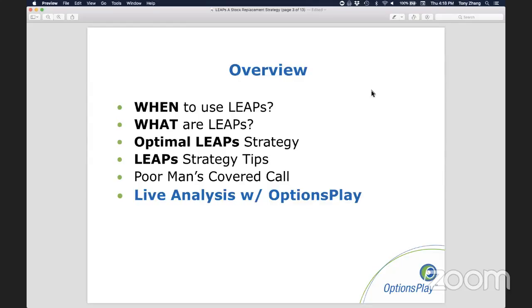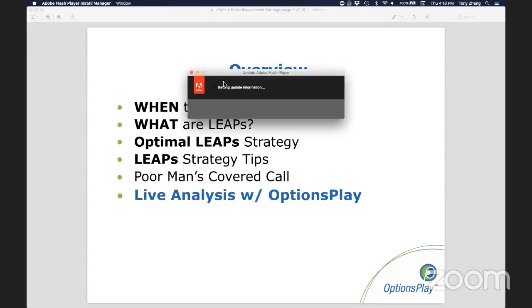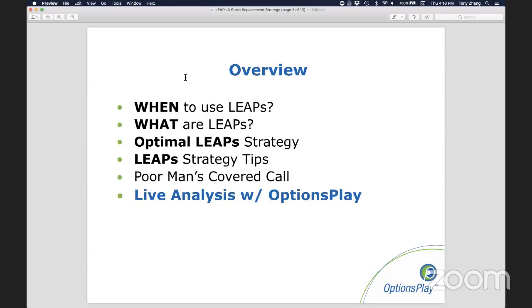And then like we always do, we're going to end this session by going through some real examples of when you should consider using a LEAP, both for a long-term bullish strategy on a stock, but also potentially as a portfolio hedge. So we'll go over both of those scenarios here today.